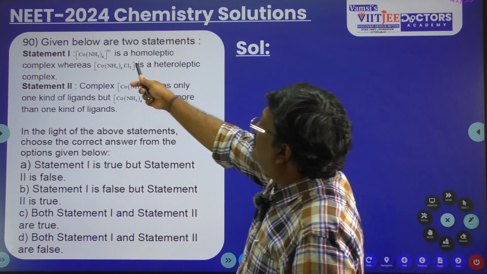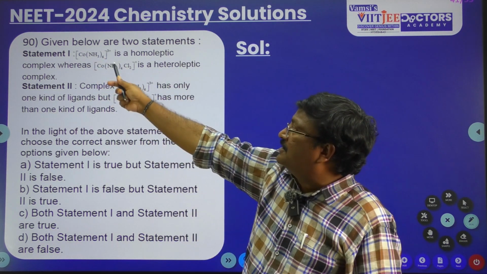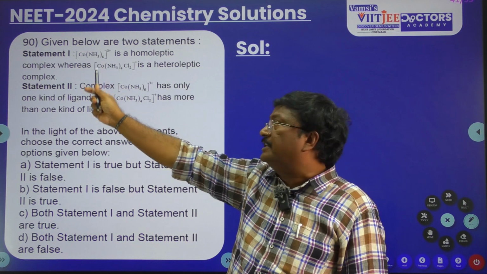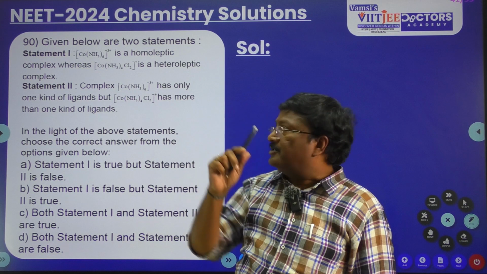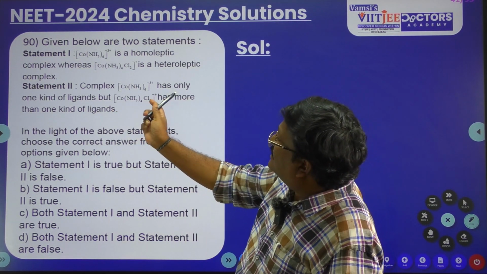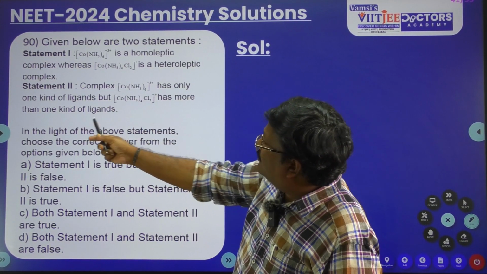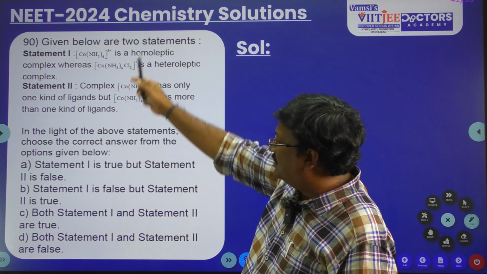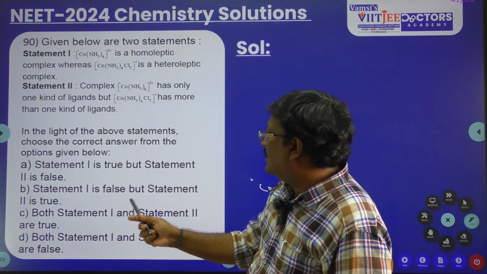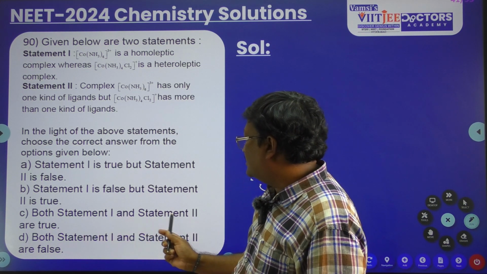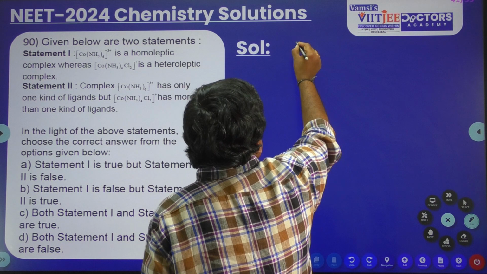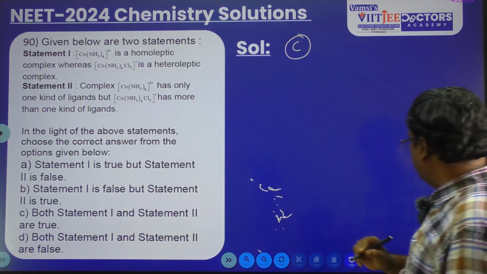Here next question. Here this is the homoleptic, right? Because same type of ligand, homoleptic. It is the heteroleptic. It is also correct because different types of ligands. Here complex has only one kind. Here different kinds. Both are correct. Both the statements are correct. Here where there has been given false, true. Here statement 1 and statement 2 are true. Here C is the answer.